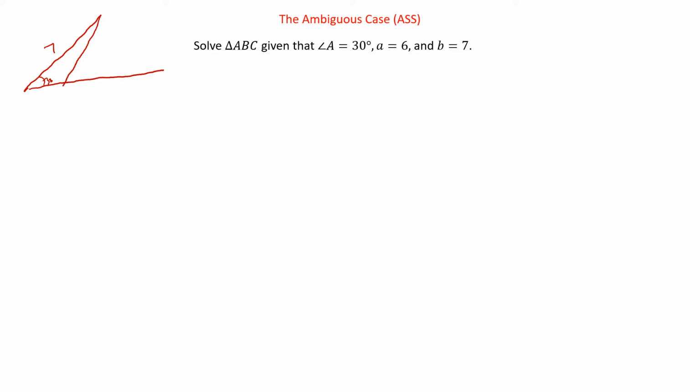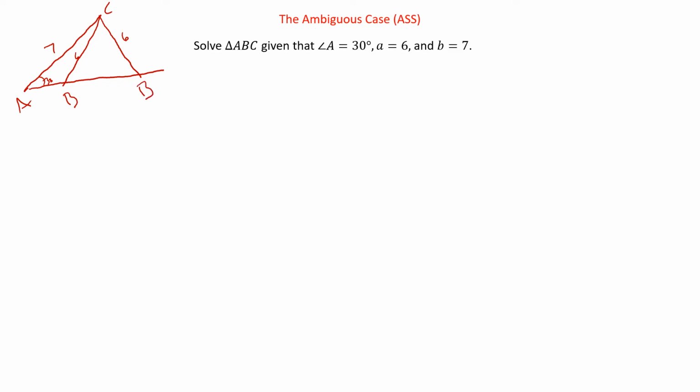But sometimes we have our angle is 30, A is 6, B is 7, which means if we have a 30-degree angle, and this is 7, 6 could be there, or it could be there. So we could get 2 possible triangles. And so for this, we're just going to find both possibilities.